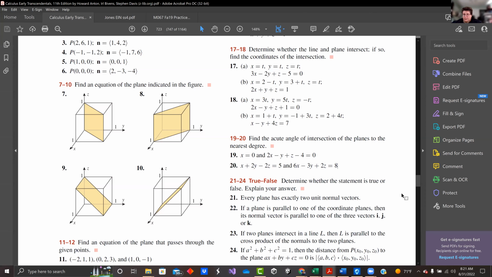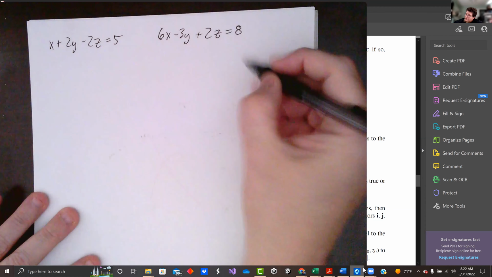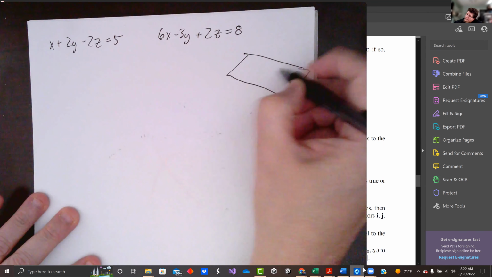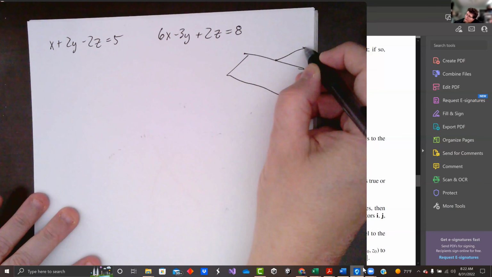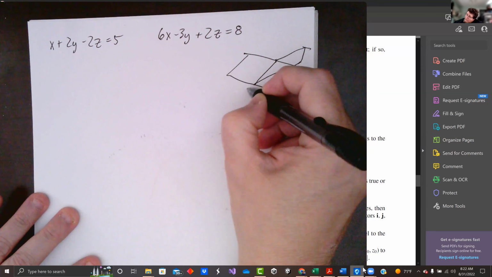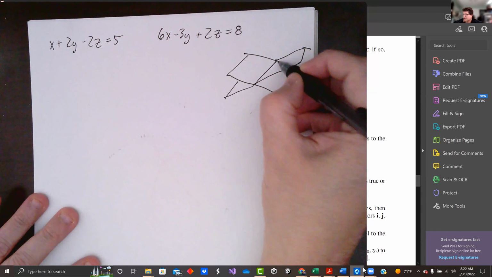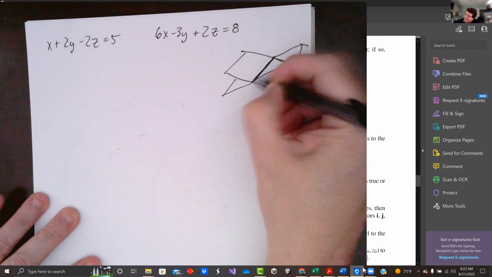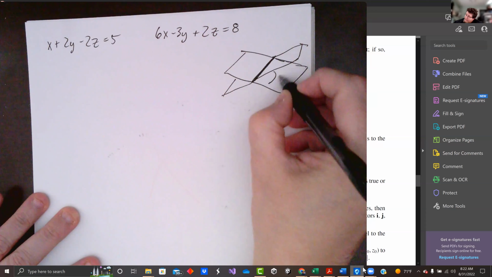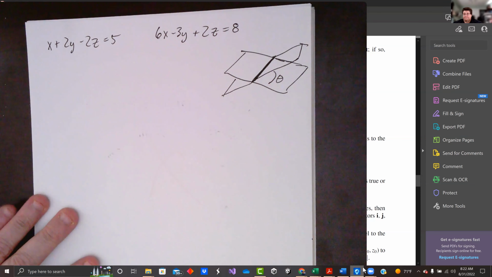So I'm going to write down the equations on the paper so we can work with it. I've got x plus 2y minus 2z equals 5, and 6x minus 3y plus 2z equals 8. And these are two planes. I've got the equations written down. I'll bring this back up. These are two planes that intersect. They intersect in a line, and we're looking for the angle right there between the two planes.